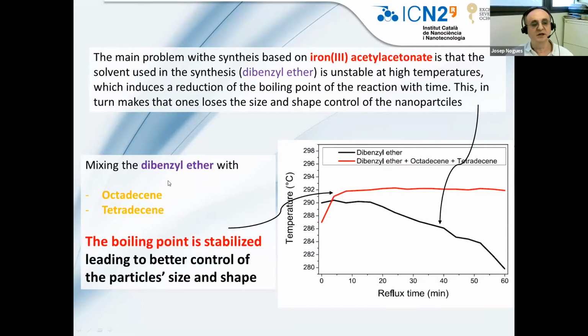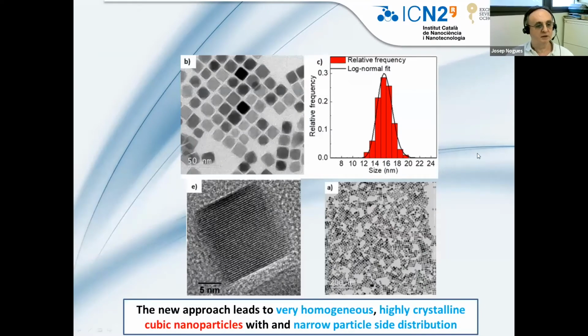And when we mix these three solvents, you see that the boiling point of the mixture is highly stable over time. So in these conditions, we are sure that the synthesis conditions are kept constant during the whole synthesis. So can we make cubic nanoparticles? Yes. You can see here that we have nice cubes with a very narrow particle size distribution, in this case about 16 nanometers. They are highly crystalline, and they are also very homogeneous.